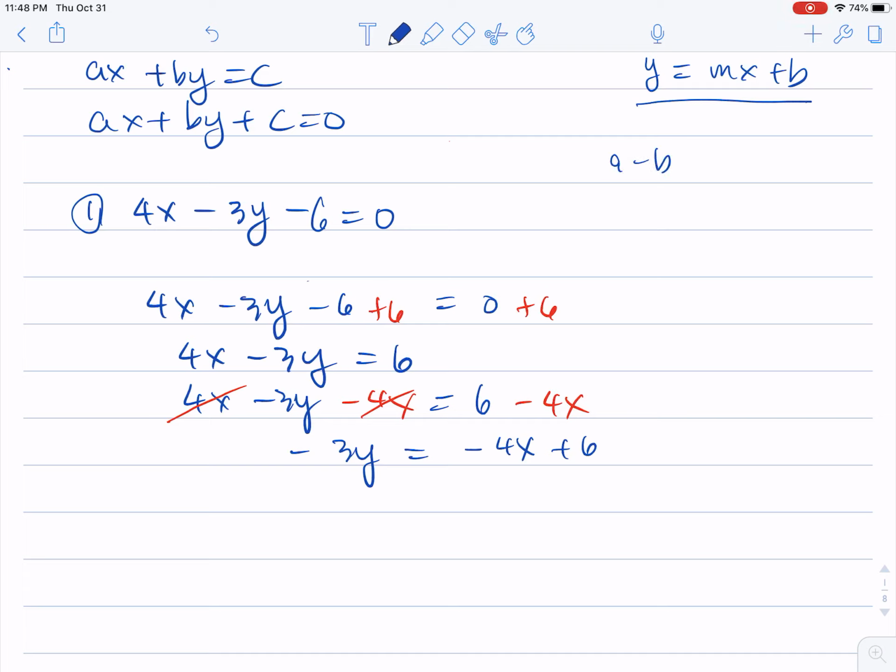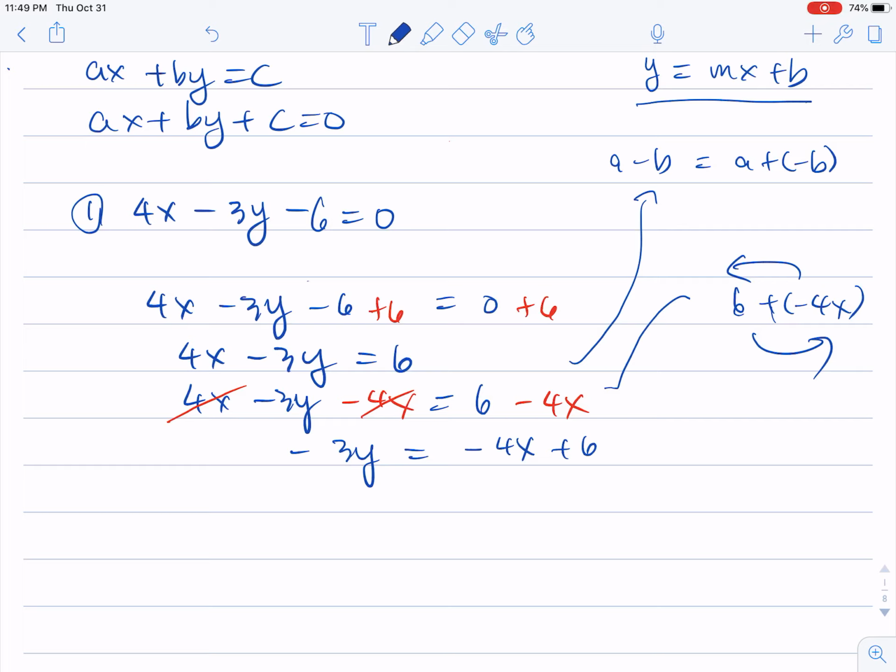So, magiging negative 4x plus 6. Remember yung a minus b natin? A minus b can be written as a plus negative b, which means that yung 6 minus 4x can be written as 6 plus negative 4x. And since ang addition ay commutative, pwede kong unahin yung negative 4x and then plus 6 sa kanan, which is ginawa ko dito. Okay? So yeah, that's the reason behind.